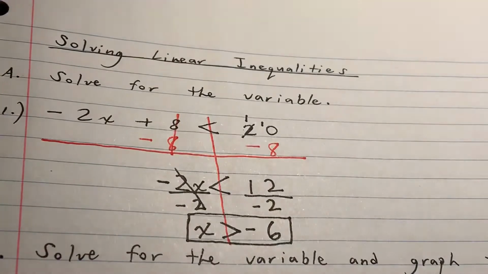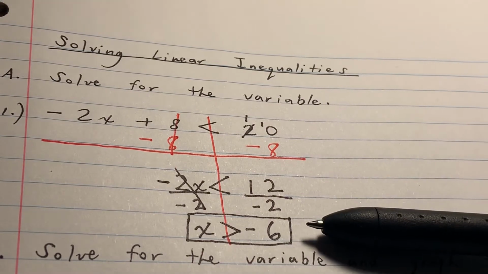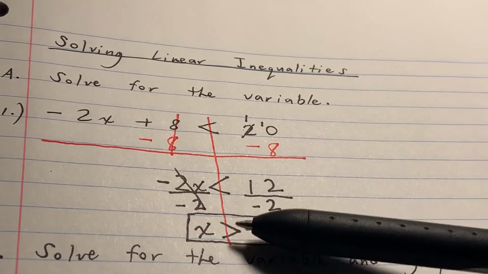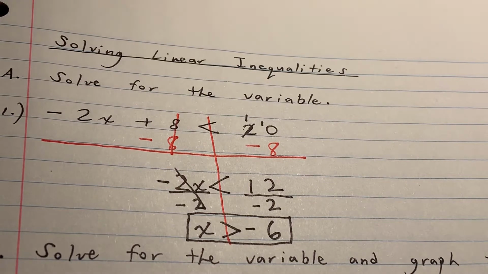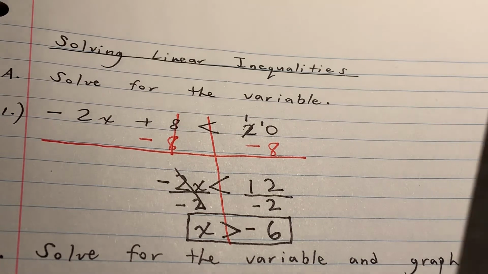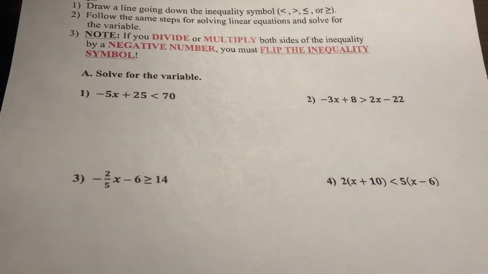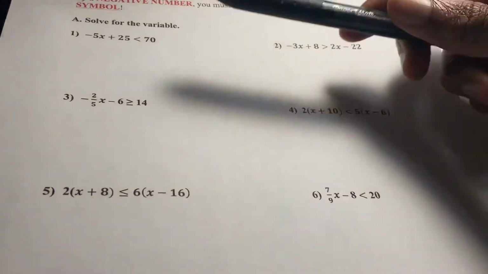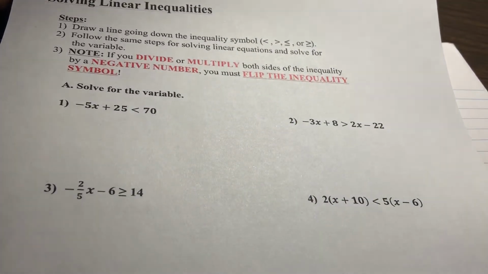All right, but let's just finish this real quick. And again, going back here, the answer is x is greater than negative 6. That is my solution for that problem. I am done. So you will be doing that, ladies and gentlemen, for your classwork problems here, where it says solve for the variable. You have 8 problems to solve for the variable.